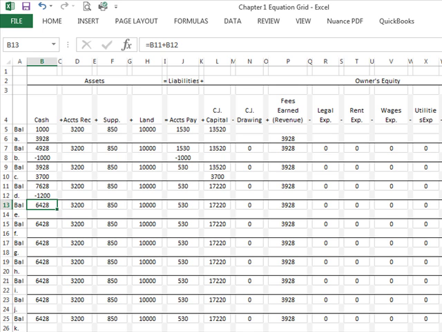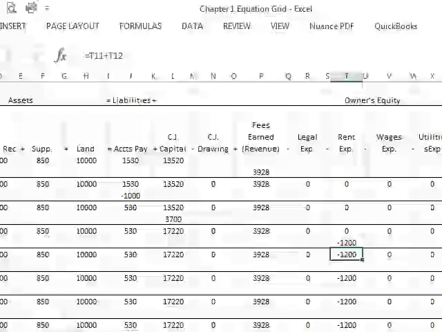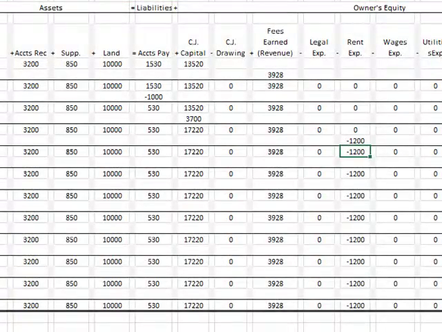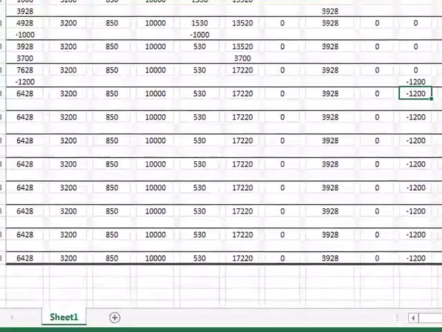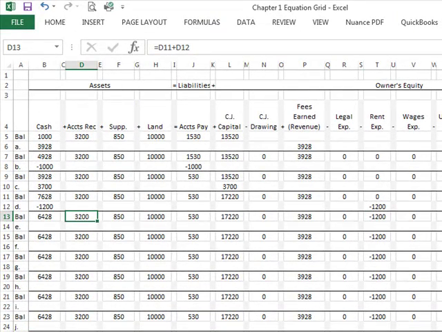And we're going to go ahead and enter right here a negative $1,200 for rent, because we want this to show as a negative amount, because remember, expenses decrease equity. So we want this to show as a negative. All right. Then we bring down the balances for accounts receivable, supplies, land, accounts payable, capital, the revenue. All right.